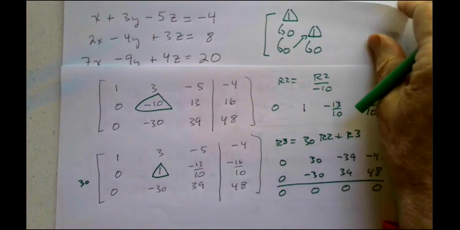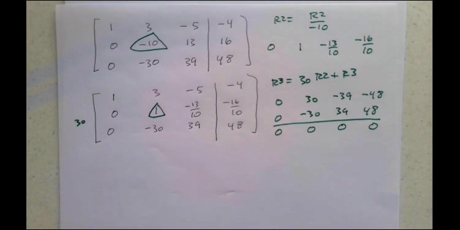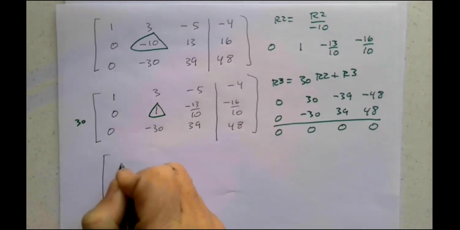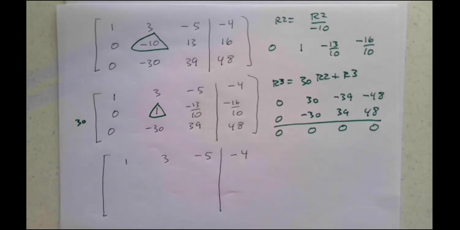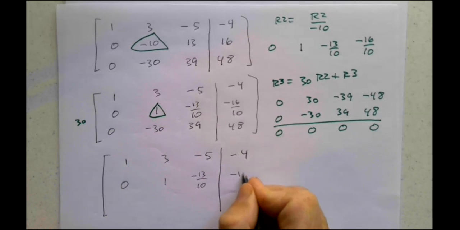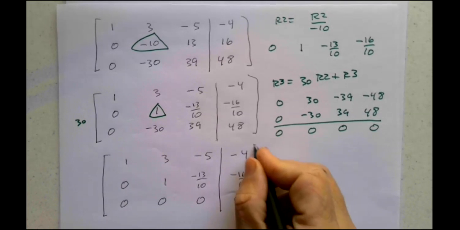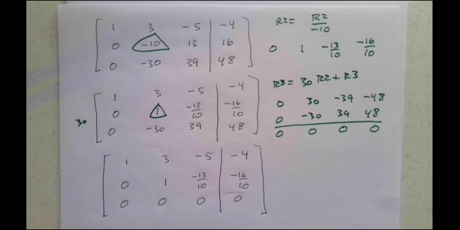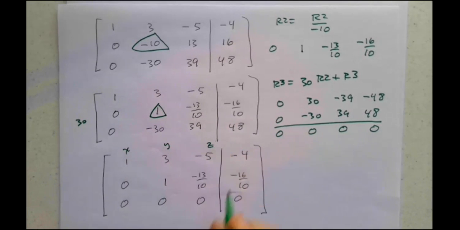So let's look at our current matrix. Where are we now? First row is the same: 1, 3, negative 5, negative 4. Second row is the same: 0, 1, negative 13/10, negative 16/10. Third row, 0, 0, 0, 0. Now I want you to think about what that last row tells me. Remember, our columns were X, Y, Z. First column was X. Second column was Y. Third column was Z. So my last equation is 0x plus 0y plus 0z equals 0. That doesn't really give me anything of value.